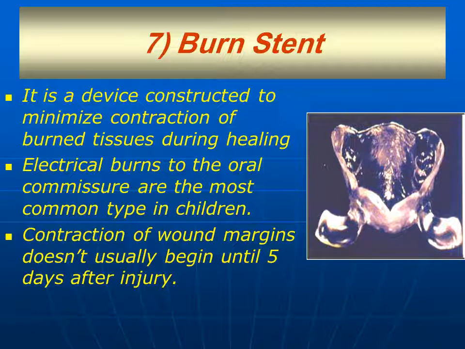The last type of this group is the burn stent. The burn stent is a device constructed to minimize contraction of the burned tissues during healing. Usually, electrical burns are the most common type of burn causing damage in the oral commissures. It is very common in children.